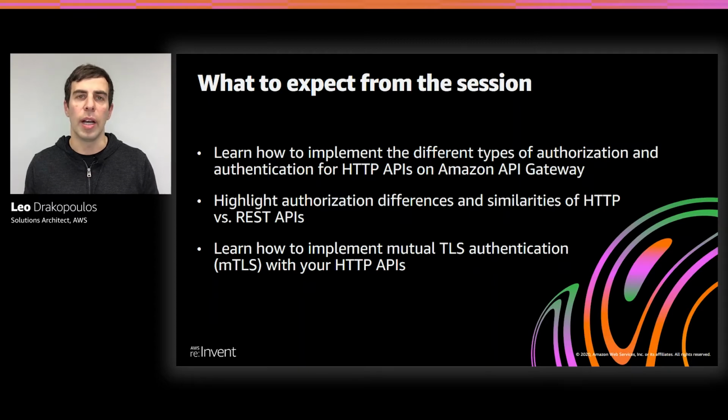In addition, we have two different flavors of APIs on Amazon API Gateway, HTTP APIs and REST APIs. So we're gonna focus on authentication differences between the two. And last but not least, we're gonna learn how to implement mutual TLS authentication on Amazon API Gateway.